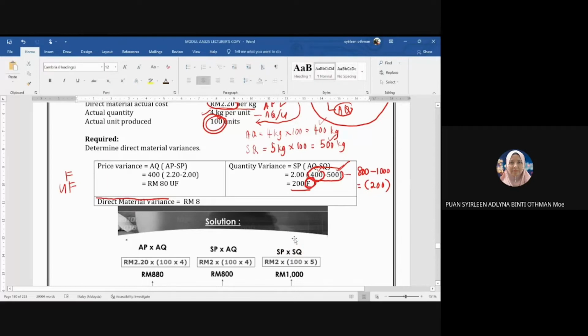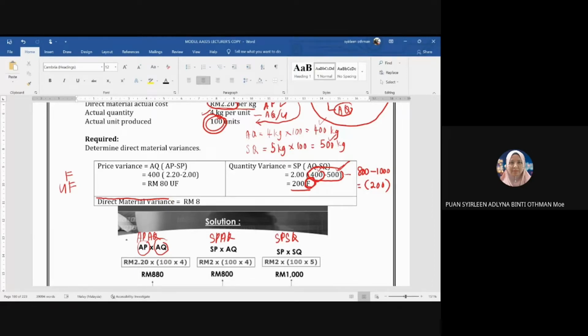Okay, so this is actually APAQ, SPAQ, and this is SPSQ. Okay, memang tiap-tiap kali pun kita akan susun macam tu. Alright, okay. So what is APAQ? APAQ is actual price times actual quantity. Okay, so kita nak senang ingat kan sebab kadang-kadang formula you susah nak digest, so kita gunalah.